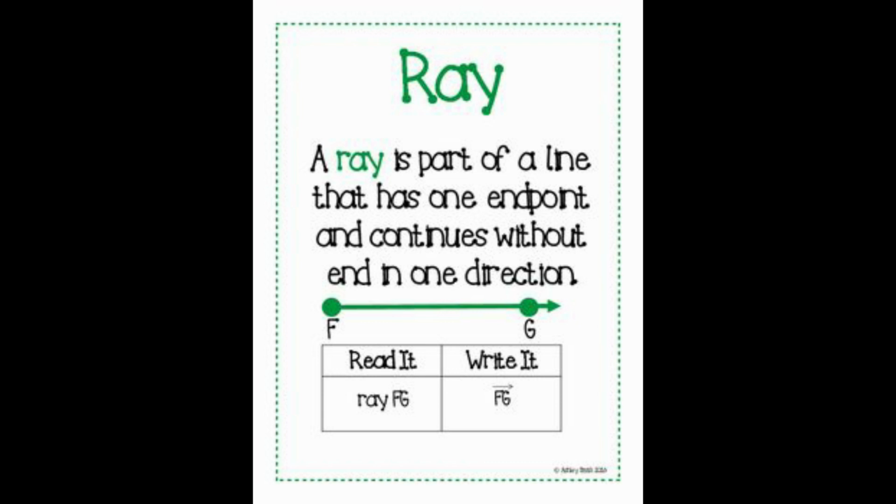So G is the other side of the ray, but the ray actually continues, so we can imagine that it keeps just going on forever. Now you might be saying to yourself, well, I can see this ray on my screen and it's not going on forever. Well, yeah, that's because we can't actually draw a line that goes on forever.